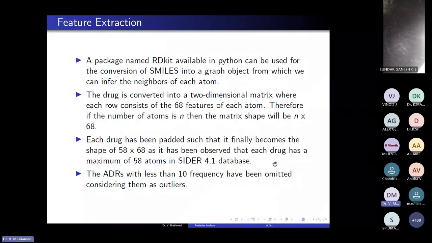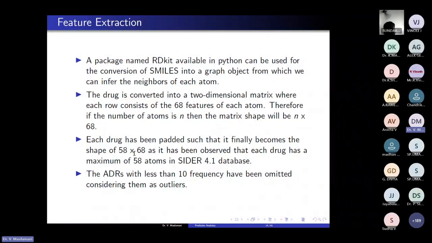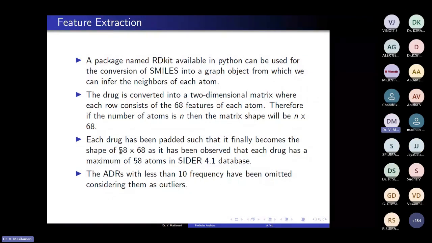And how many atoms will be there? In the CIDR data set, when we look at all possible drugs, the maximum number of atoms in a molecule representing a drug is 58. Therefore, for every drug, we get a feature vector, which is basically a 2D array of size 58 by 68. 58 atoms are there. For every atom, 68 features are constructed by a tool available in Python. And so for every drug, the feature vector representation is a matrix of size 58 by 68.